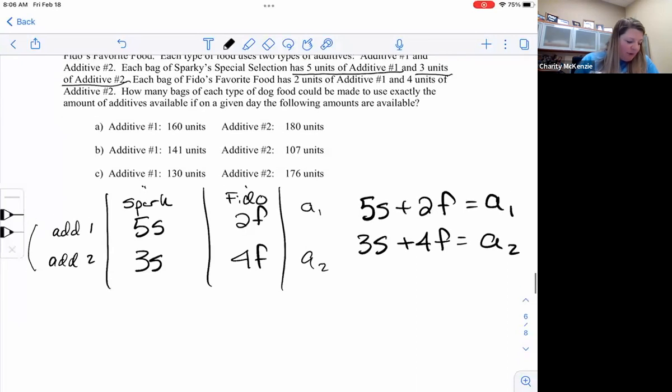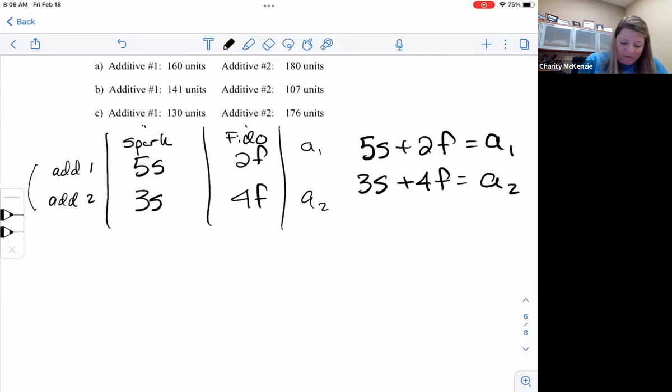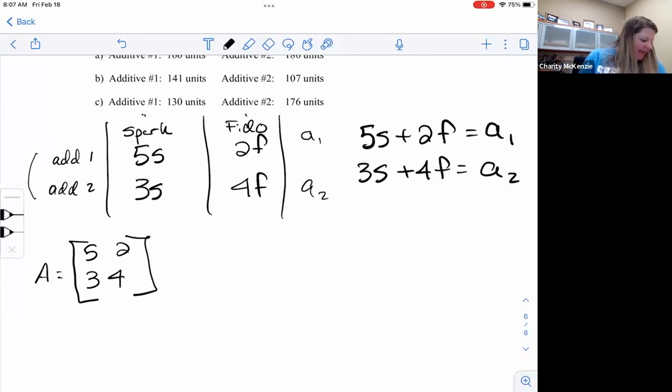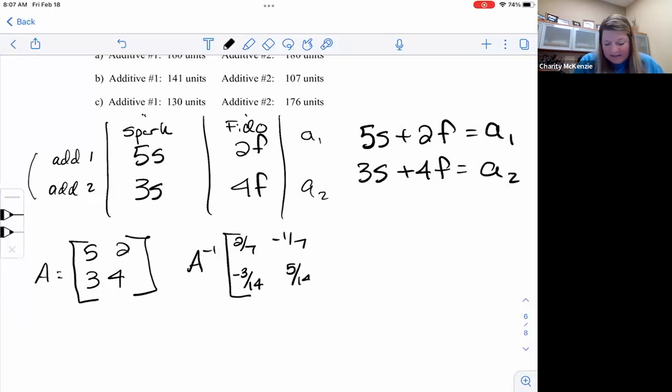Once we've set this up, we're going to write our coefficient matrix: 5, 2, 3, 4. This is basically the A, our coefficient matrix. Then we can find the inverse of this. We can plug that into our calculator, or for this one you might just do the determinant method: 5 times 4 minus 3 times 2 gives us 14, so 1/14, switch, change the signs. You could still do that inverse method with a 2 by 2 by hand because it's not that bad. With a 3 by 3, no thanks. The inverse is 2/7, minus 1/7 over 14 style entries: minus 3/14 and 5/14.